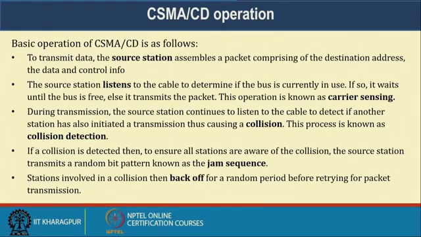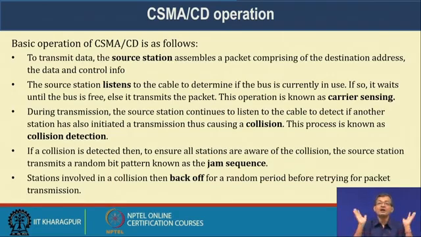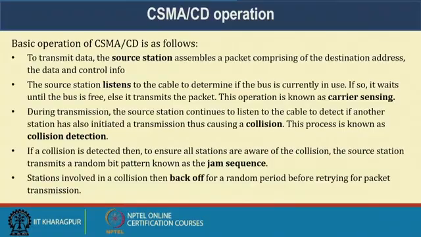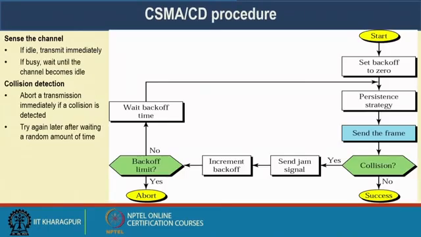If the collision has occurred, then the source station sends a random bit pattern, a jam signal or jam sequence, to alert other stations that a collision has occurred, right. And on listening to that, the stations which are preparing to transmit will wait for a random back off time. We will see how things work in the protocol. So, it is basically a back off time before retransmitting, going back into the loop, checking the channel and transmitting the data.